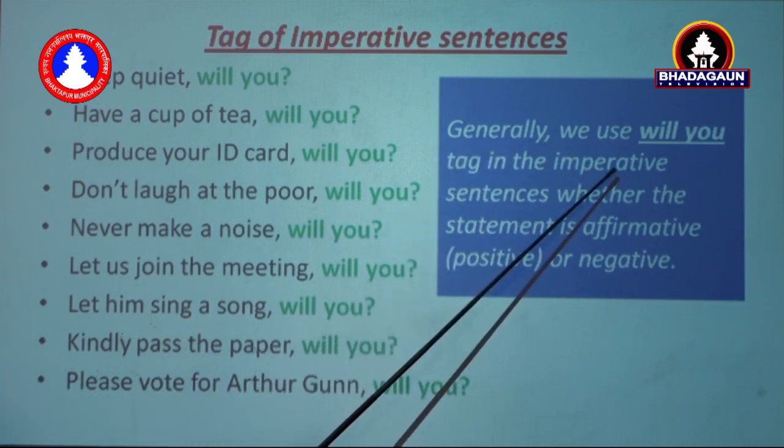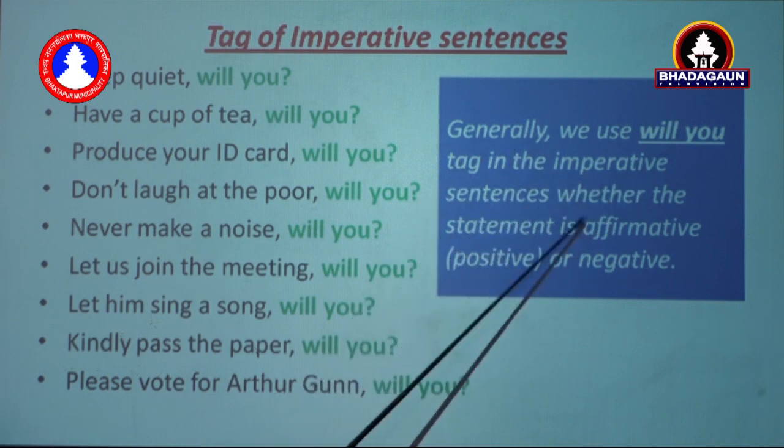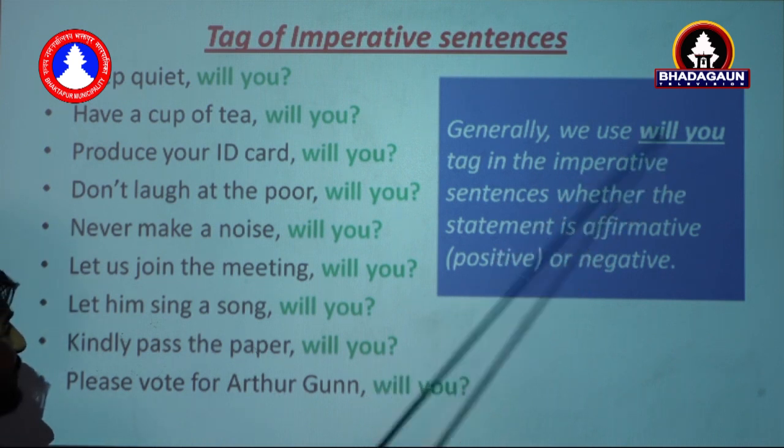So generally we use the "will you" tag in the imperative sentence, whether the statement is affirmative, positive or negative. It does not matter whether the imperative sentence is positive or negative. We don't care. We just think that if the imperative sentence is there, you have to first identify that. If the statement is imperative, there is no subject. If you don't see a subject, and it starts from an infinitive, don't, please, let, at that time, whether the statement is affirmative or negative, don't think about that. Just think only one tag is used, that is "will you".